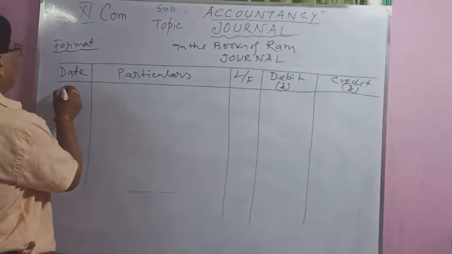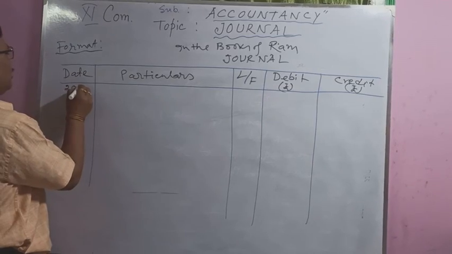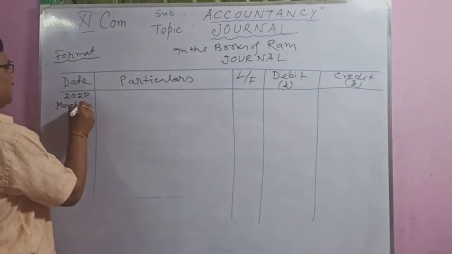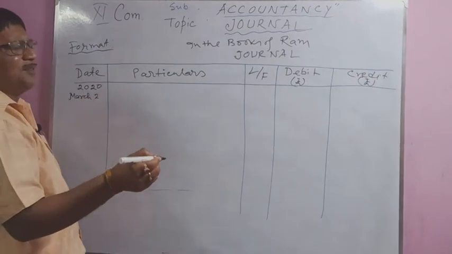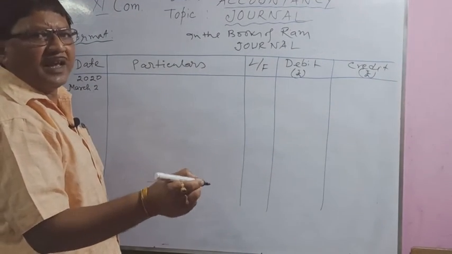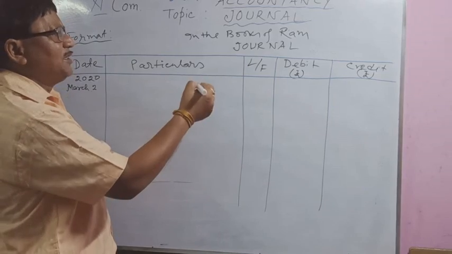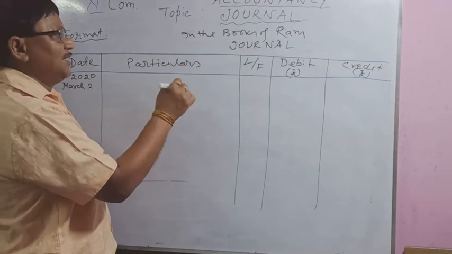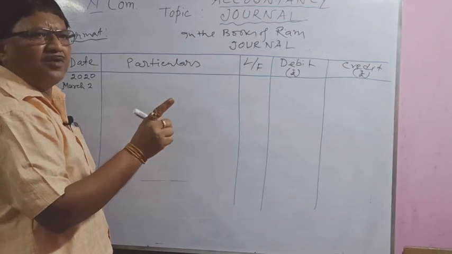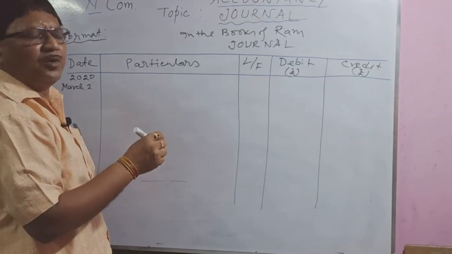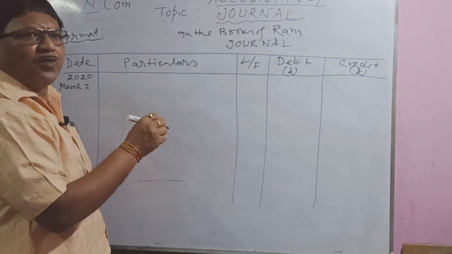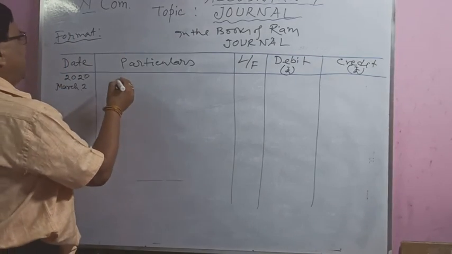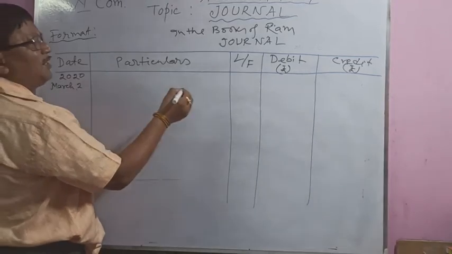Now how to write? Say 2020, March 2nd, Ram started business with cash. What is the journal entry? Before the journal you follow several steps. First, identify the two related accounts, because all follow the double entry system: one account must be recorded as debit and another as credit. Now in this case, cash account debit to capital account.